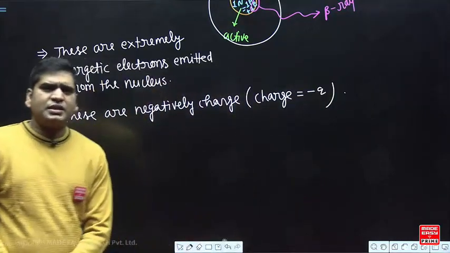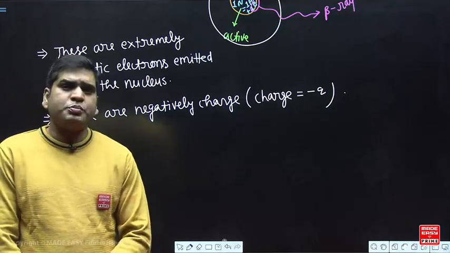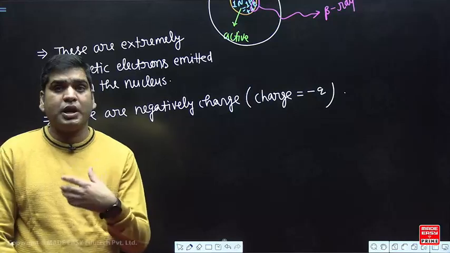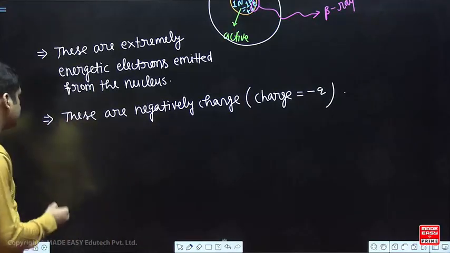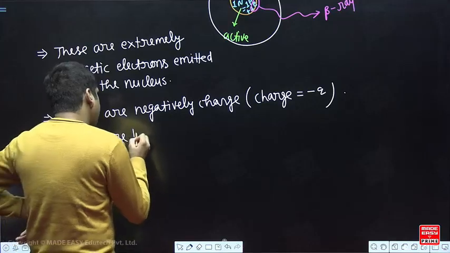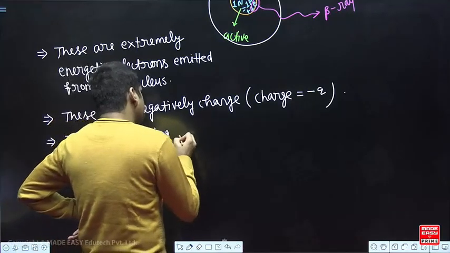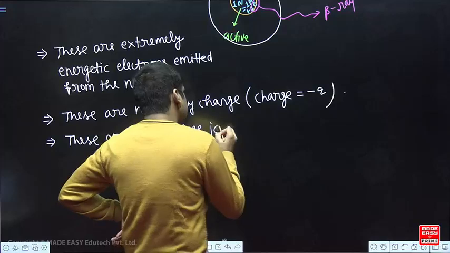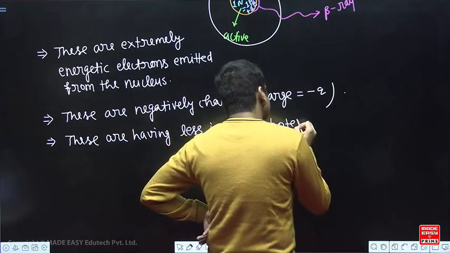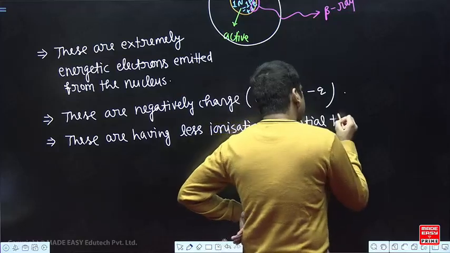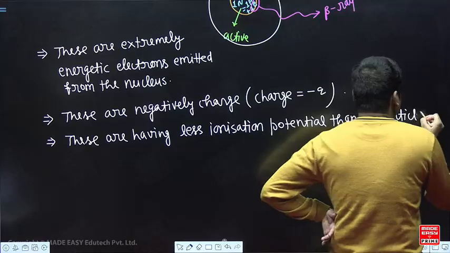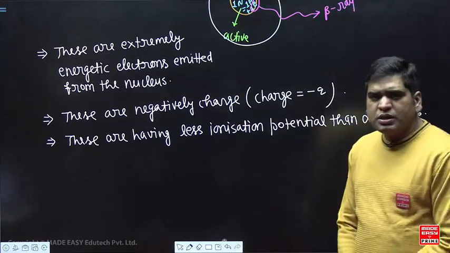Magnitude of charge is less than the alpha particles, so ionization potential will be less than the alpha particle, but still they have negative charge, so they have capability to ionize or attract positive charge. So these are having less ionization potential than alpha particle.